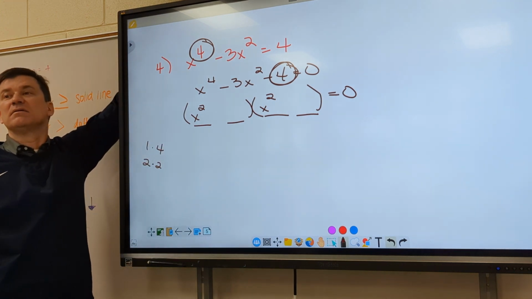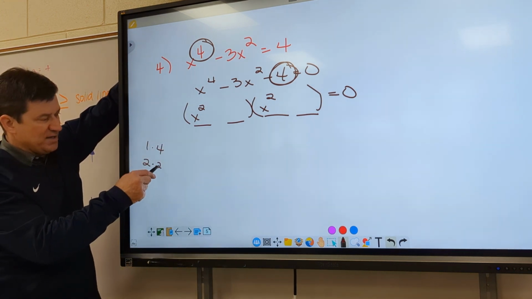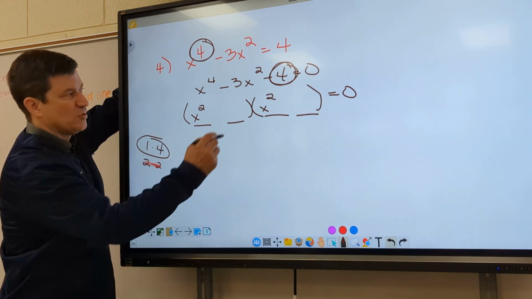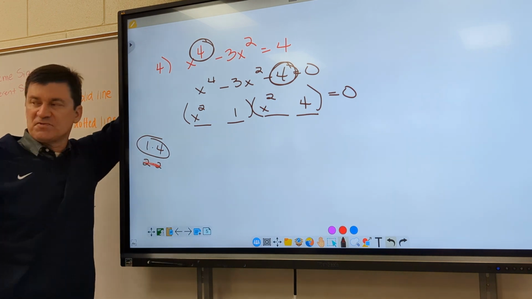Or subtract? If you subtract these, you get 0. That ain't going to work. It's got to be 1 and 4. So 1 times 4, doesn't matter which one goes first.